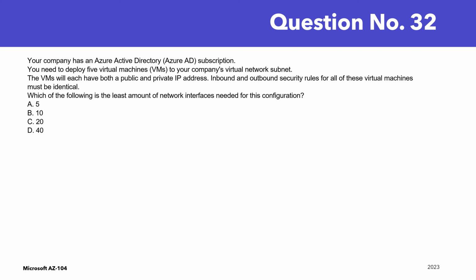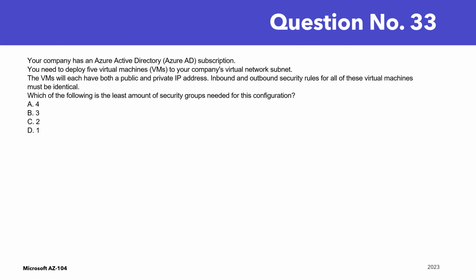Your company has an Azure Active Directory, Azure AD, subscription. You need to deploy 5 virtual machines, VMs, to your company's virtual network subnet. The VMs will each have both a public and private IP address. Inbound and outbound security rules for all of these virtual machines must be identical. Which of the following is the least amount of network interfaces needed for this configuration? A. 5. B. 10. C. 20. D. 40. Correct answer: A.